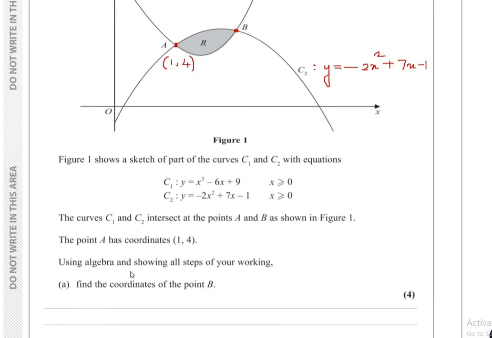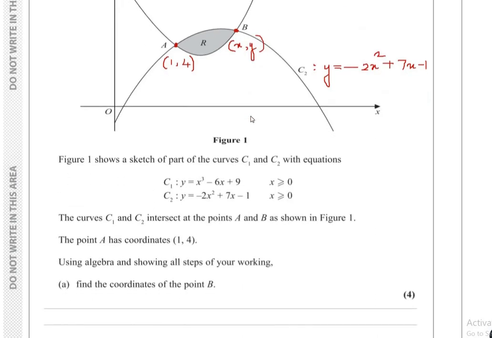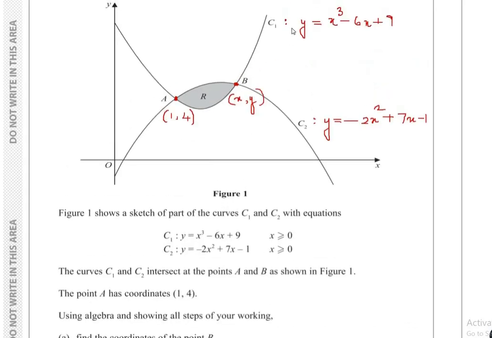Using algebra and showing all steps of your working, find the coordinates of point B. So they want us to find the coordinates of point B. We can take the coordinates of point B as x, y. You can take some variables, a, b, whatever letter you want. Now we have to use algebra to show all the steps in solving this question.